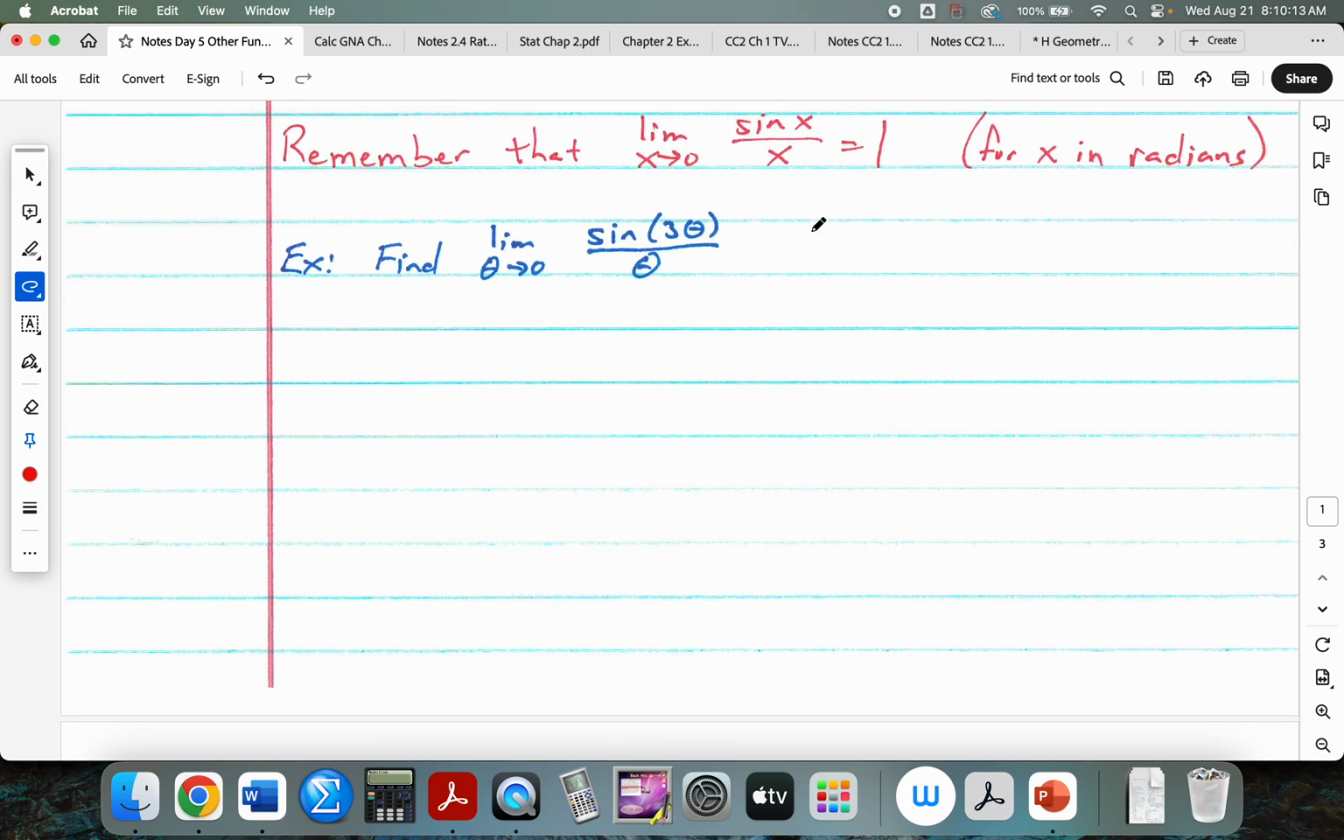All right, so a reminder, I think we did this earlier, right? The limit as x goes to 0 of sine of x over x is equal to 1.